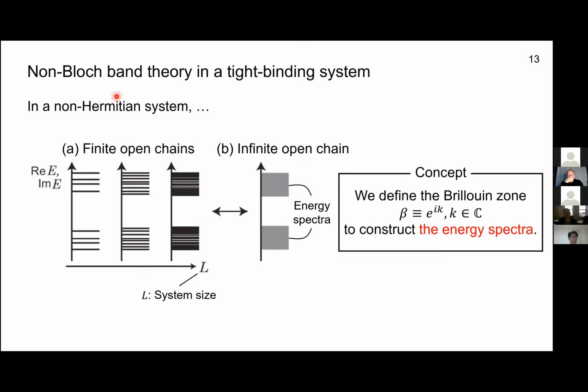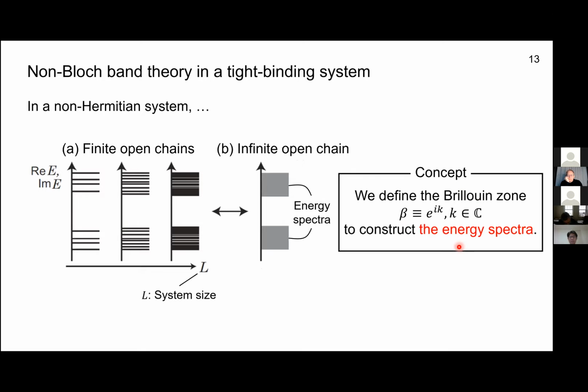In the non-Hermitian system, first of all, we consider a finite open chain with the system size L. In this system, we can get the energy levels by diagonalizing the non-Hermitian Hamiltonian. As the system size increases, these energy levels gradually become dense. And finally, in the thermodynamic limit, these energy levels form a continuum set, which is the energy spectrum. In this sense, the concept of the non-Bloch band theory is that we should define the Brillouin zone to construct the energy spectrum.